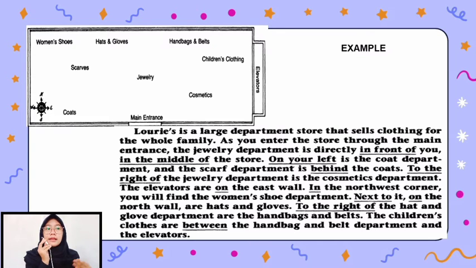The elevators are on the east wall. In the northwest corner, you will find the women's shoe department. Next to it, on the north wall, are hats and gloves. To the right of the hats and glove department are the handbags and belts. The children's clothes are between the handbag and belt department and the elevators.